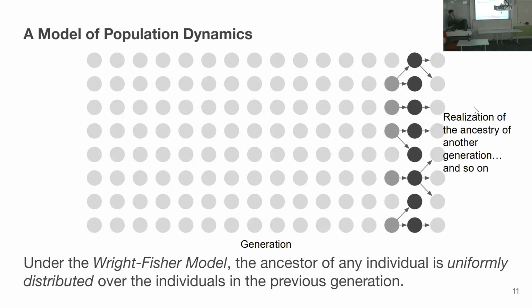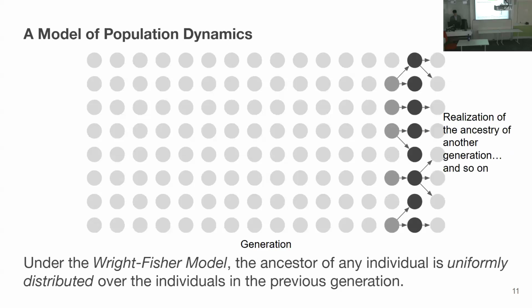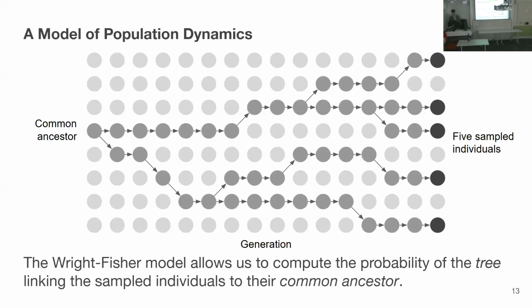Then we can just repeat this process going backwards in time, again, just drawing all of the ancestries of each individual in the second to most recent generation uniformly and independently, and so on and so forth, until we generate an entire tree that shows all of the ancestral relationships among people in the population, leading back to some common ancestor.